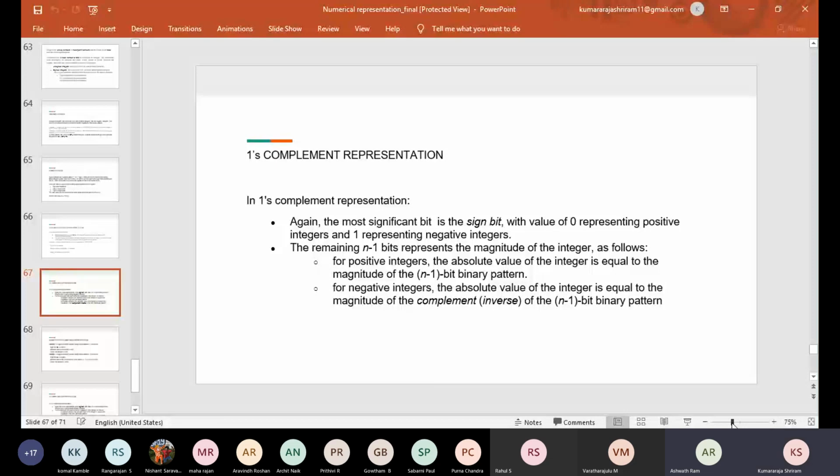So in the case, if the most significant bit is 0, then it means a positive integer. So the n minus 1 bits can be calculated the same way we calculate a normal unsigned binary pattern. But in the case of negative integers, if the most significant bit is 1, then the remaining n minus 1 bits must be toggled, and then we should calculate it. We can see it in an example. Next slide.